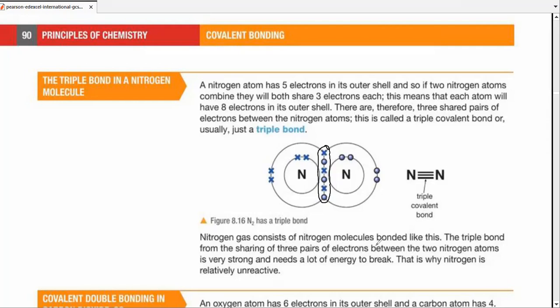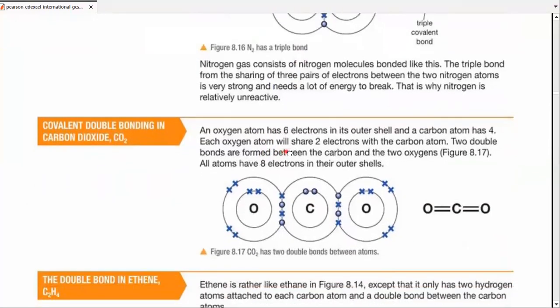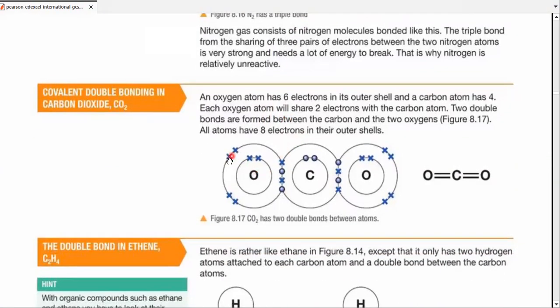Nitrogen gas consists of nitrogen molecules bonding like this. The triple bond from the sharing of 3 pairs of electrons between 2 nitrogen atoms is very strong, needs a lot of energy to break. That's why nitrogen is relatively unreactive. And that's going to go true for all the triple bonds. They're going to be strong, and in order to break them up will require a lot of energy.